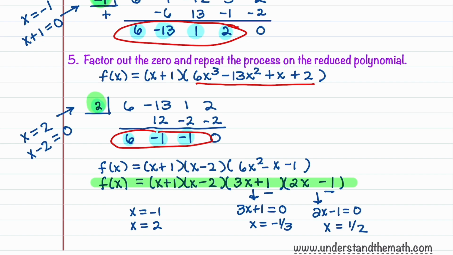Now we can go ahead and list our rational zeros. Our rational zeros are equal to minus 1, 2, minus a third, and then 1/2. And we'll highlight those. And that's it. That's how to use the Rational Zeros Theorem to efficiently find the rational zeros of a polynomial. It's a systematic approach that turns a potentially endless search into a manageable process.